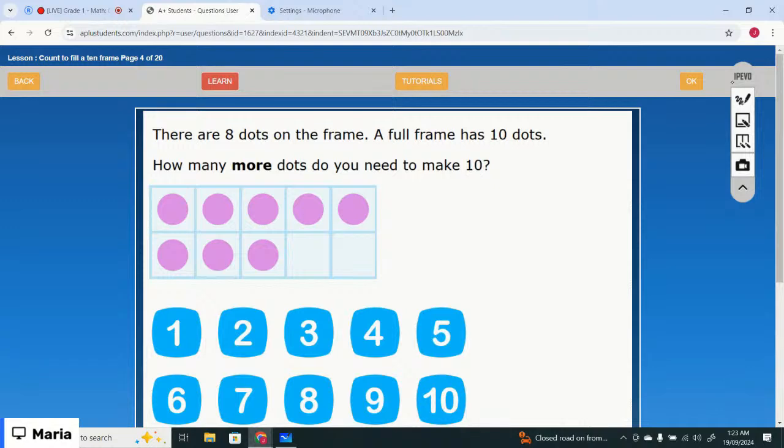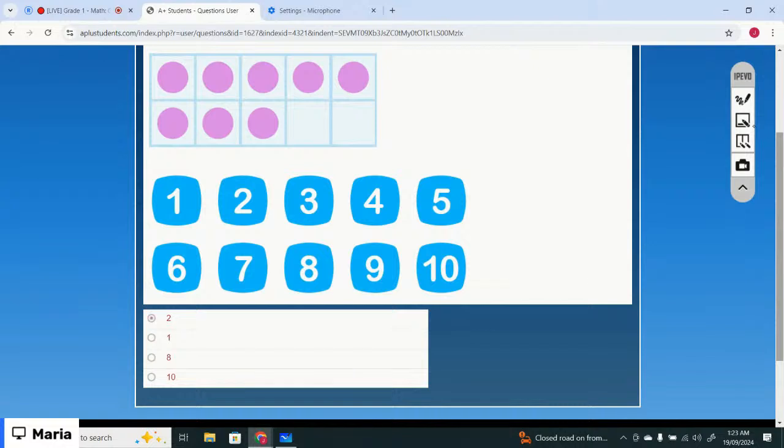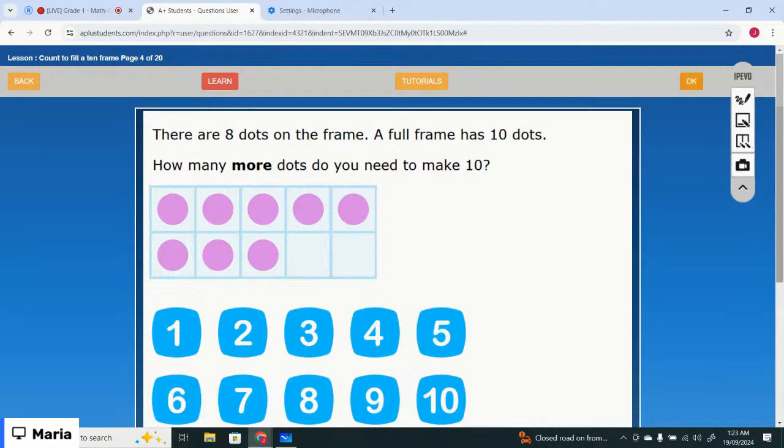You have 2 blank spaces, right? 1 and 2. So that means 8 and 2 makes 10. The correct option is option number 1, that is 2. 8 and 2 makes 10. Got it?